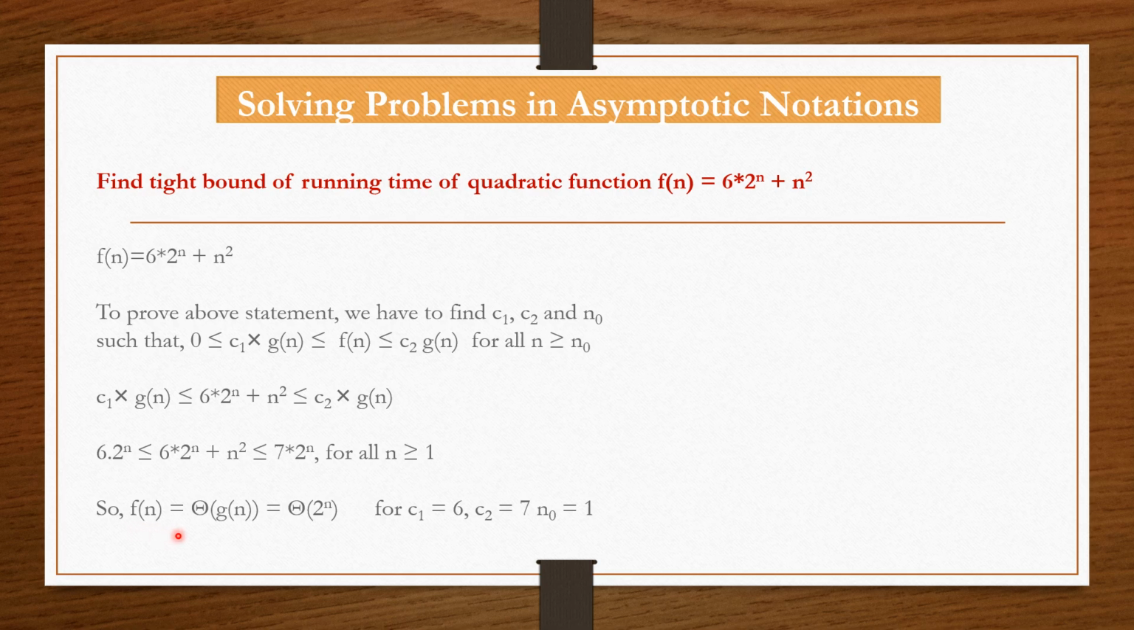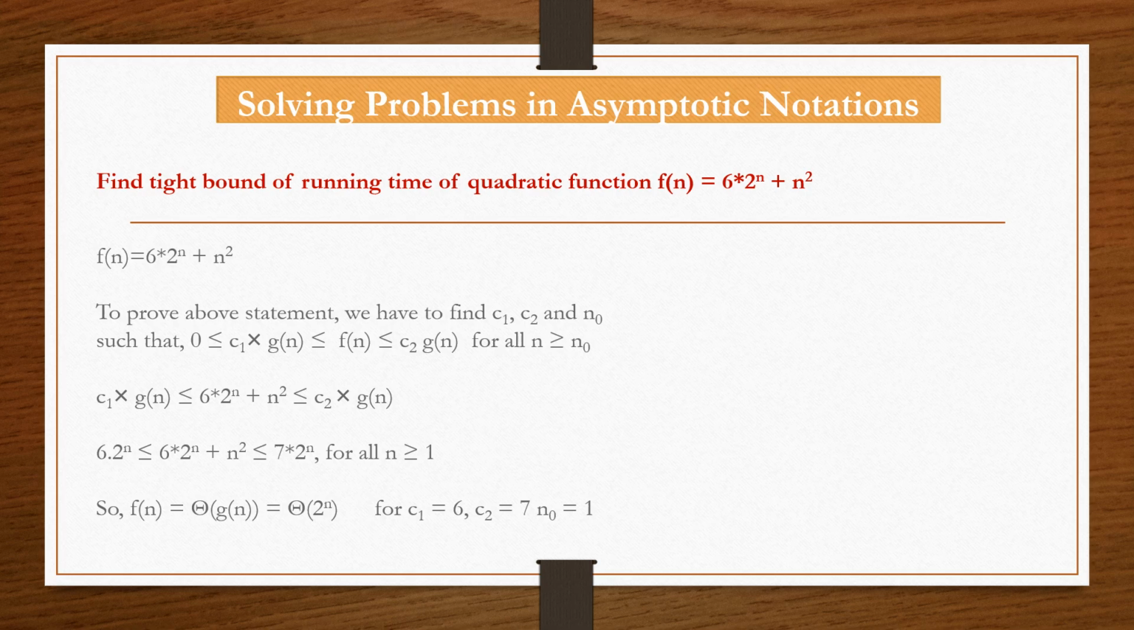So f of n is equal to big theta of g of n, where g of n is nothing but 2 power n. Here I have 2 power n, and here also I have 2 power n. The constant here is 6 and the constant here is 7. So it satisfies this condition.